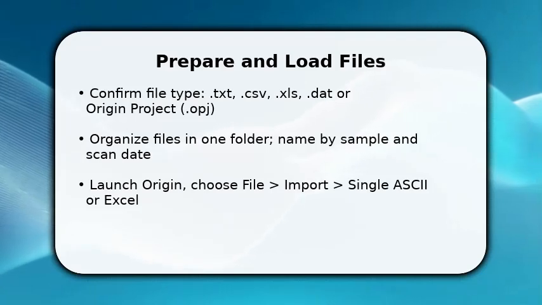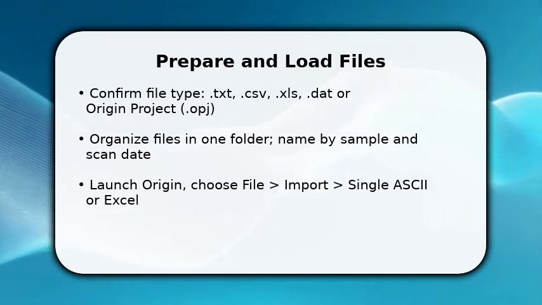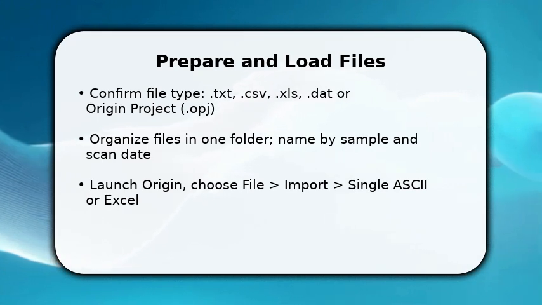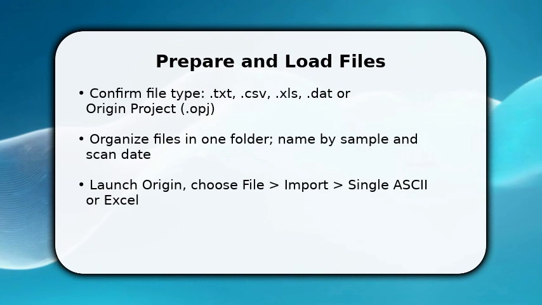You begin by gathering raw XRD exports. This matters because consistent file types save time later. Open Origin and use File Import to pick single ASCII or Excel depending on format. When prompted, point Origin to the folder you prepared so batch options appear. This helps avoid manual repetition.